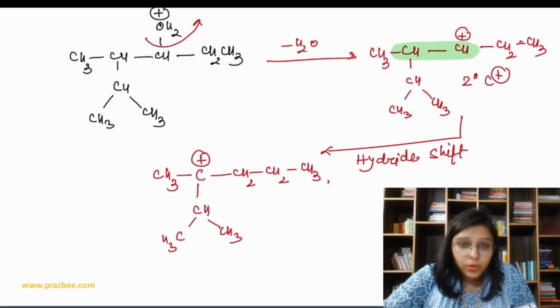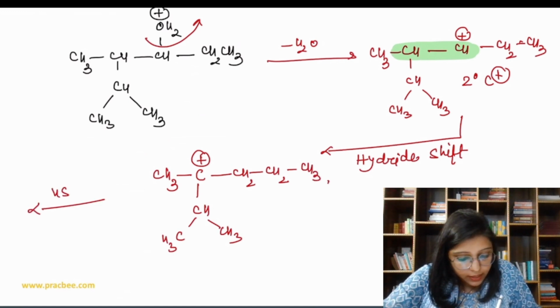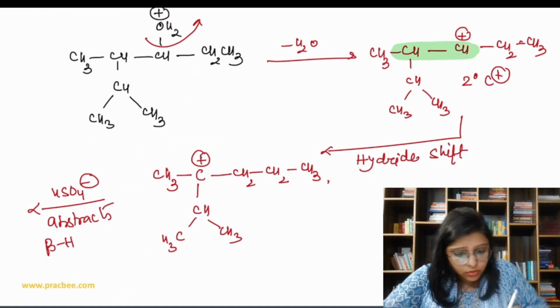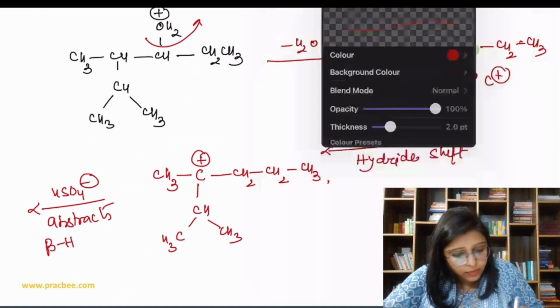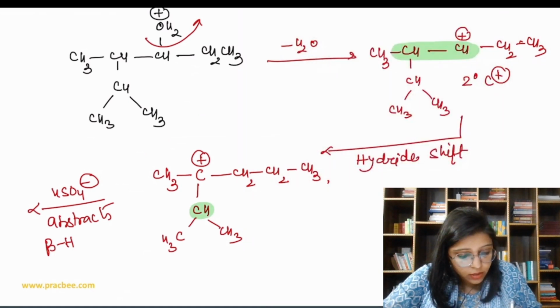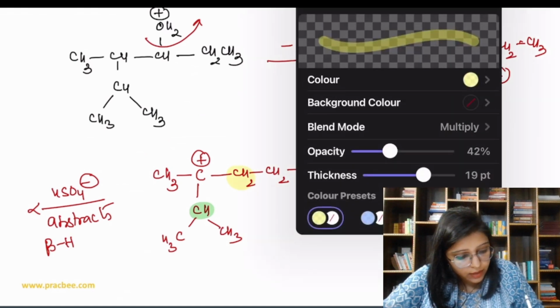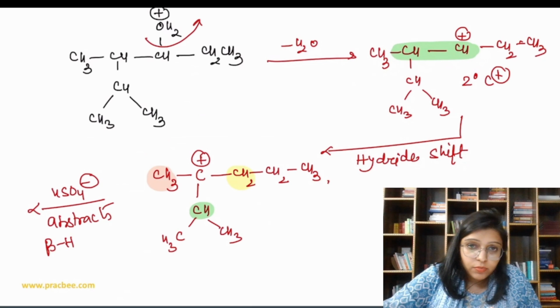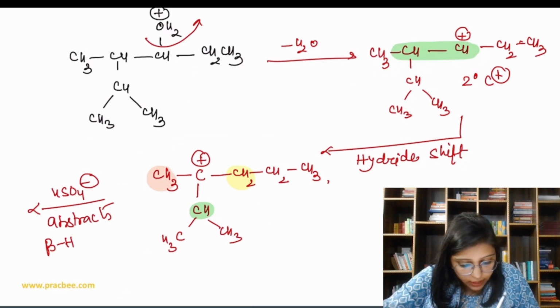Now HSO4 minus abstracts a hydrogen, a beta hydrogen. So beta elimination will happen. So here we have hydrogen over here. ठीक है, we can have hydrogen over here. Even we can have this hydrogen. ठीक है. So in order to form the Saytzeff product, we have to remove the green hydrogen.